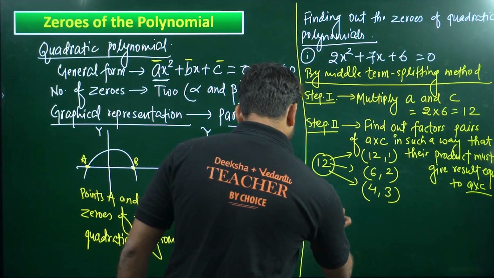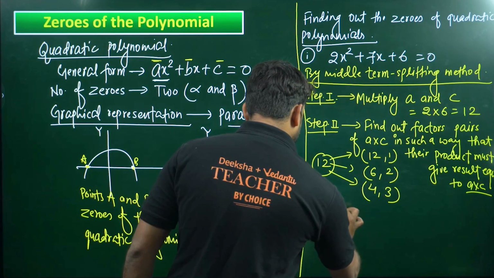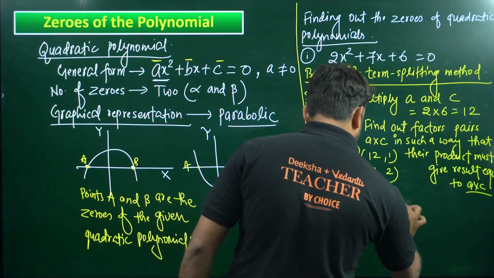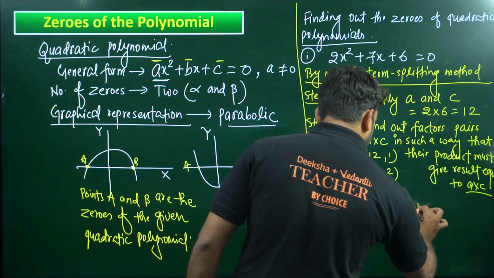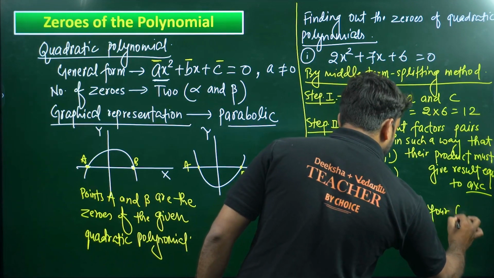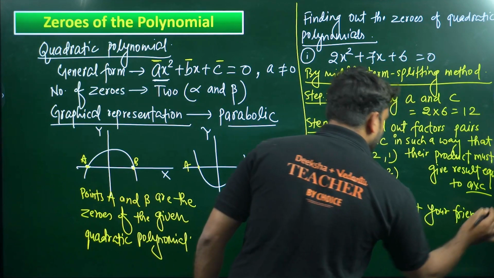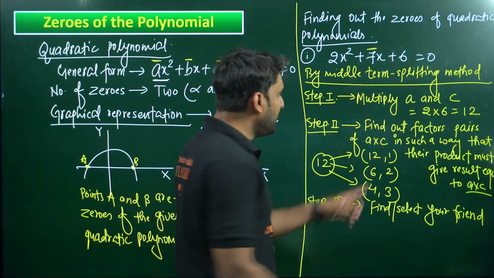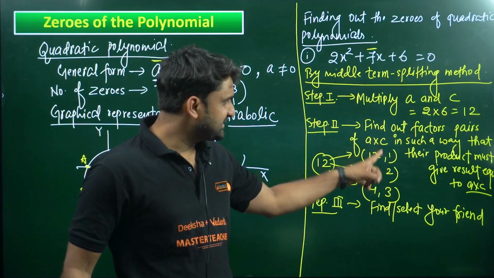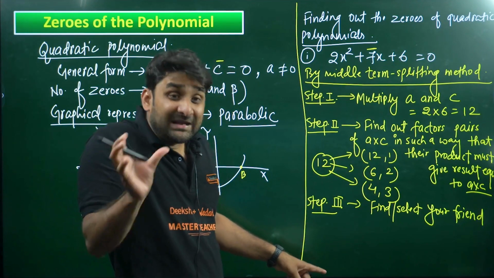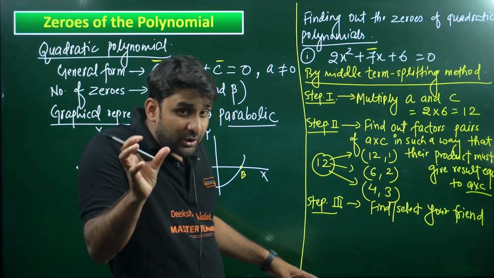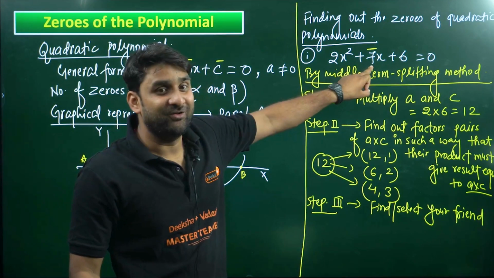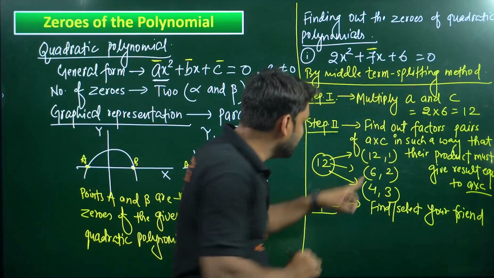Step 3. Select or find your friend. You might be confused, sir, what friend are you talking about? Your friend is 7 here. Now in these three factor pairs, you have to select the one which can give you the result equal to 7, by adding the values.